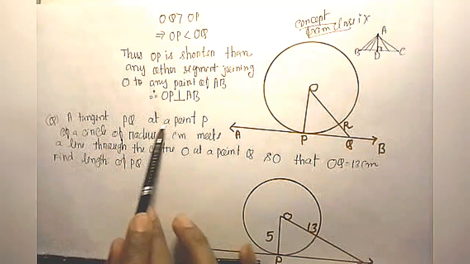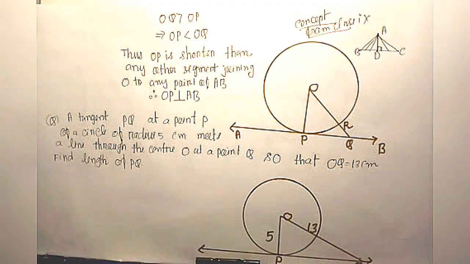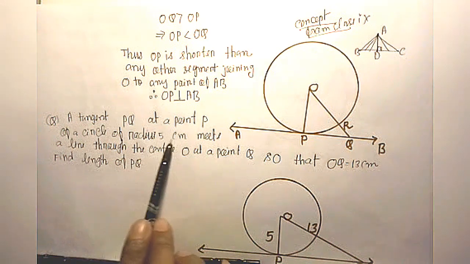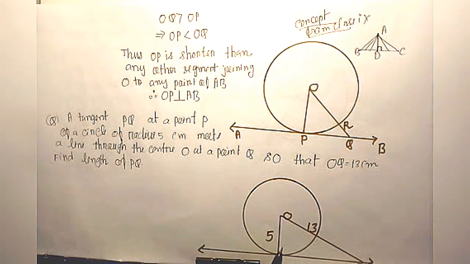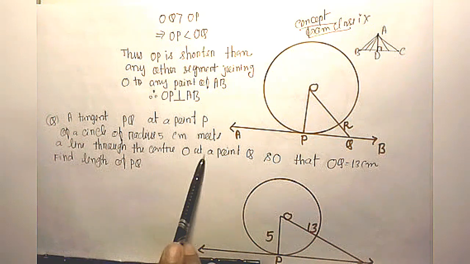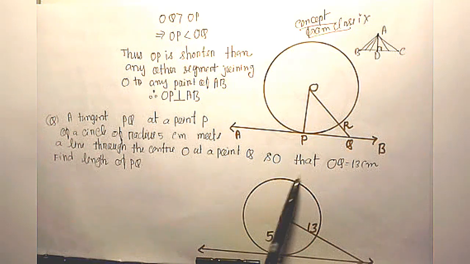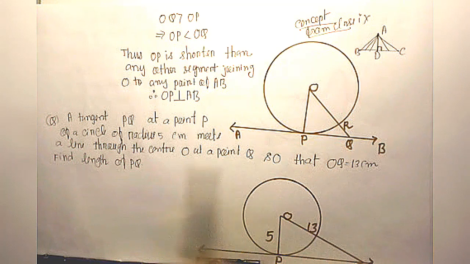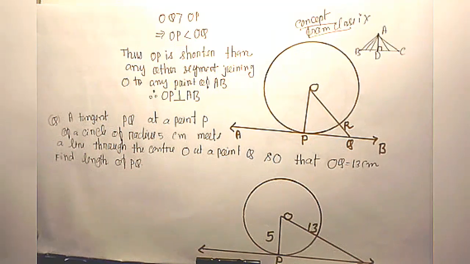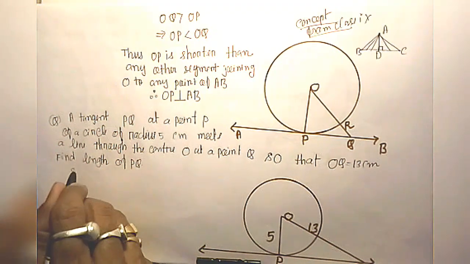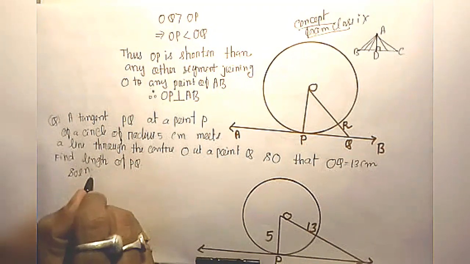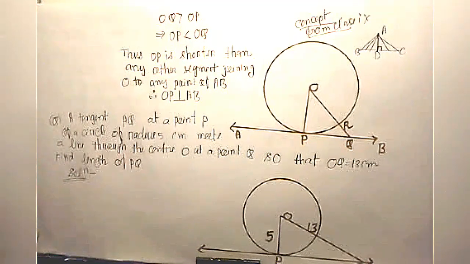Let's discuss one question related to this theorem. A tangent PQ at a point P of a circle of radius 5 cm meets a line through the center O at a point Q. OQ is 13 cm and OP is 5 cm. Find the length of PQ. Solution.